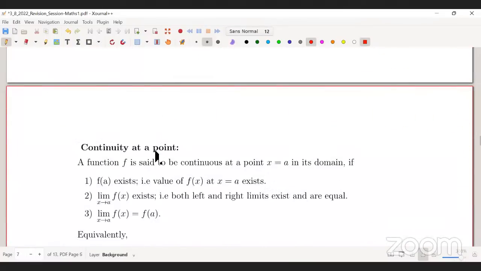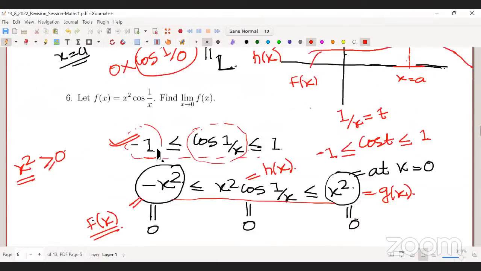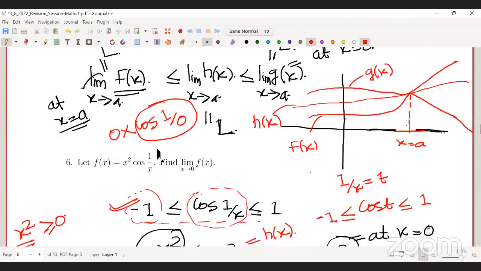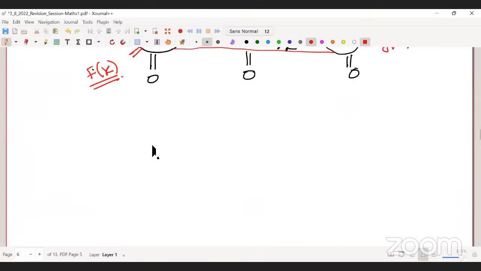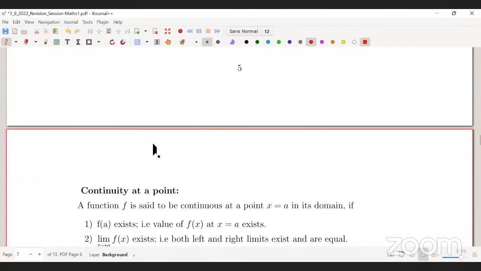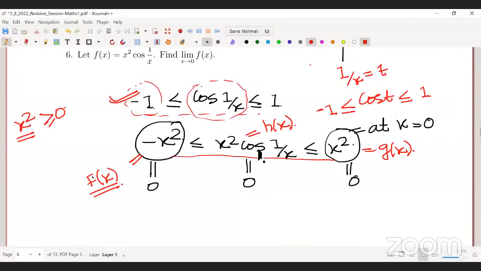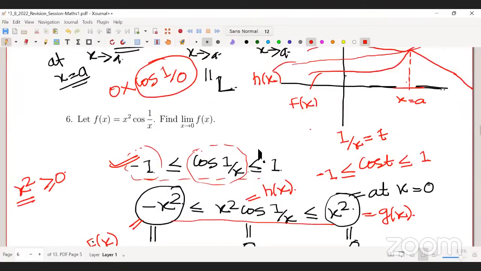Okay, so let's go to continuity. Since you know the definition of the limit of a function, continuity is more or less the same thing. The extra thing you need to do here for continuity is find the value of the function at that point, and the value of the function at that point is equal to the limit. Means RHL is equal to LHL, equal to the function value.